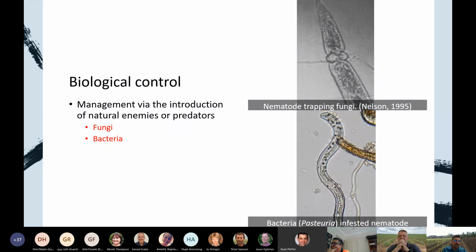The second one is bacterial. You can see the nematode infested with bacteria. One of the important bacteria we call Pasteuria. I'll be talking about these things right on.